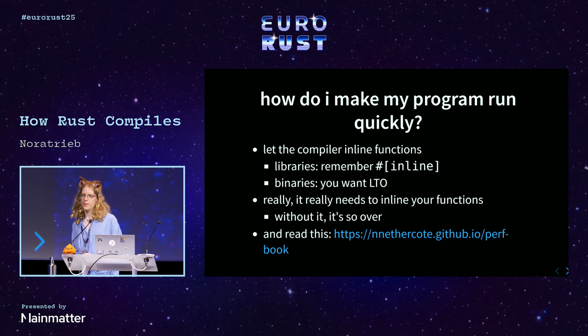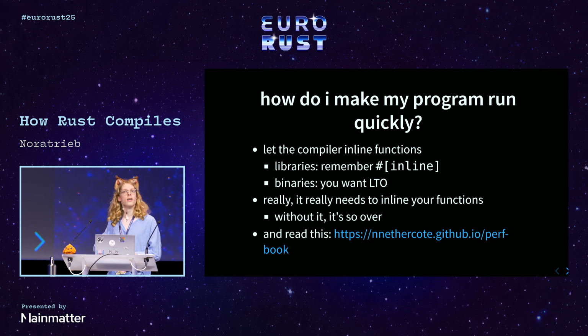To get much more information about how to make your programs fast, there's also Nick's amazing perf book, which you can read online, that goes into much more detail about both ways to write Rust code to go faster, and also ways to optimize your build configuration further. I've shown you that you can configure LTO. There's so much more you can do to make your programs go fast.